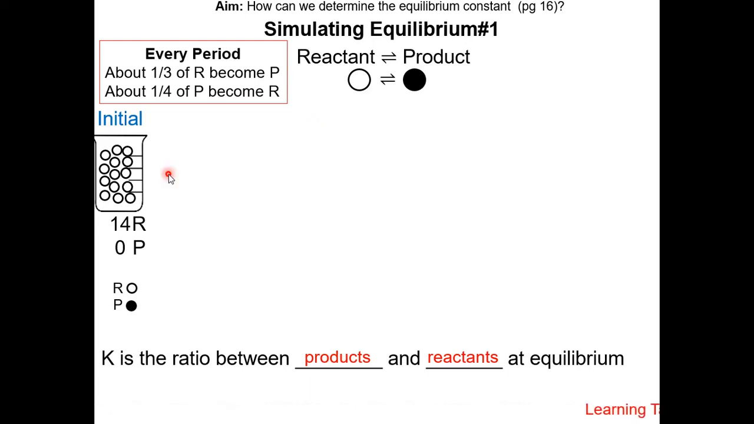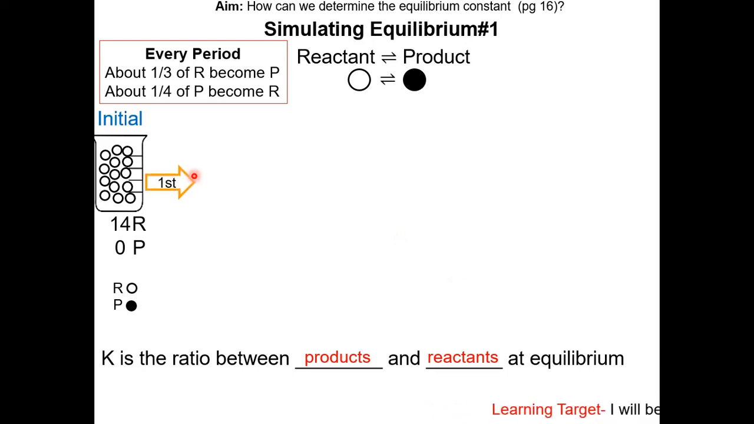Initially, before we start the reaction, we have 14 particles in the container. All of them are reactants. As we go through the simulations, you can color in your packet. Now we're going to start the reaction.